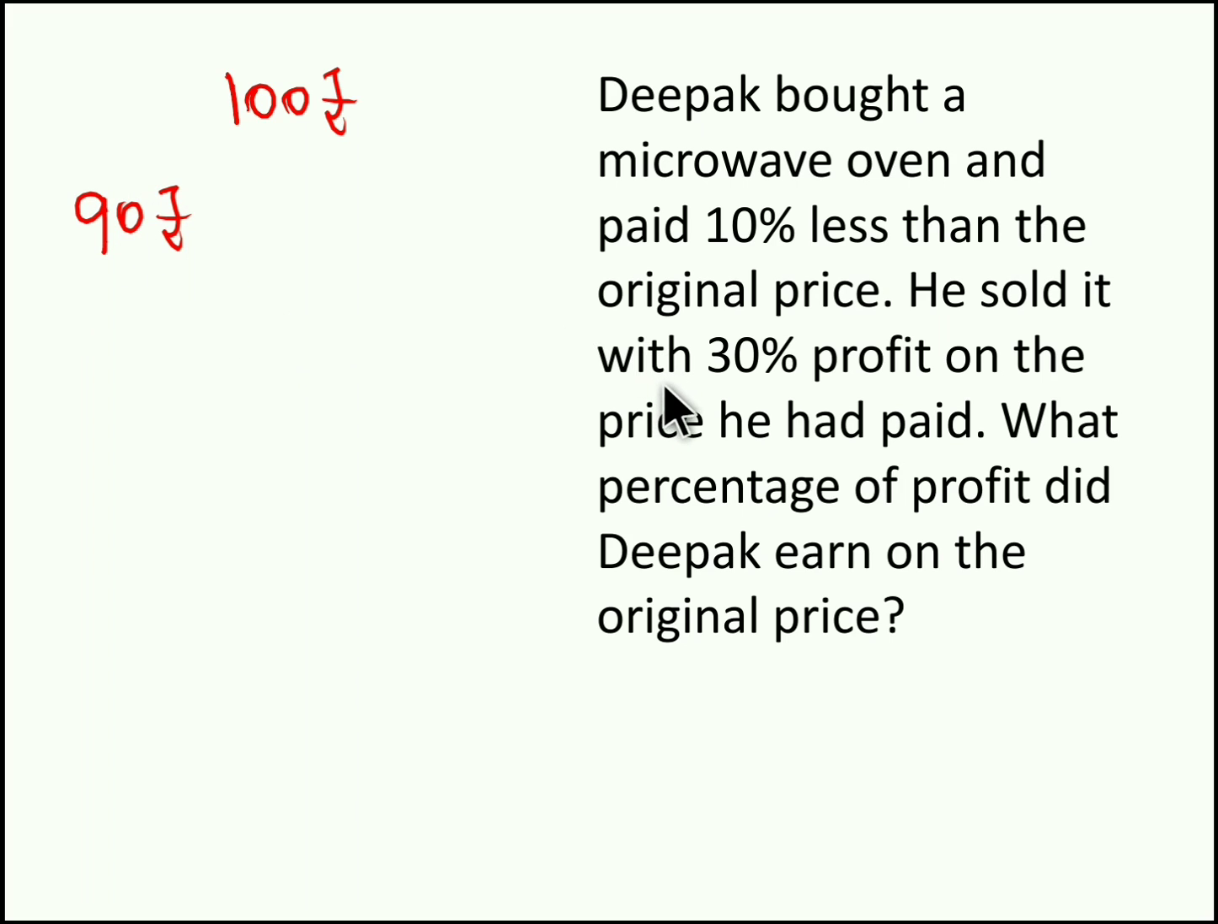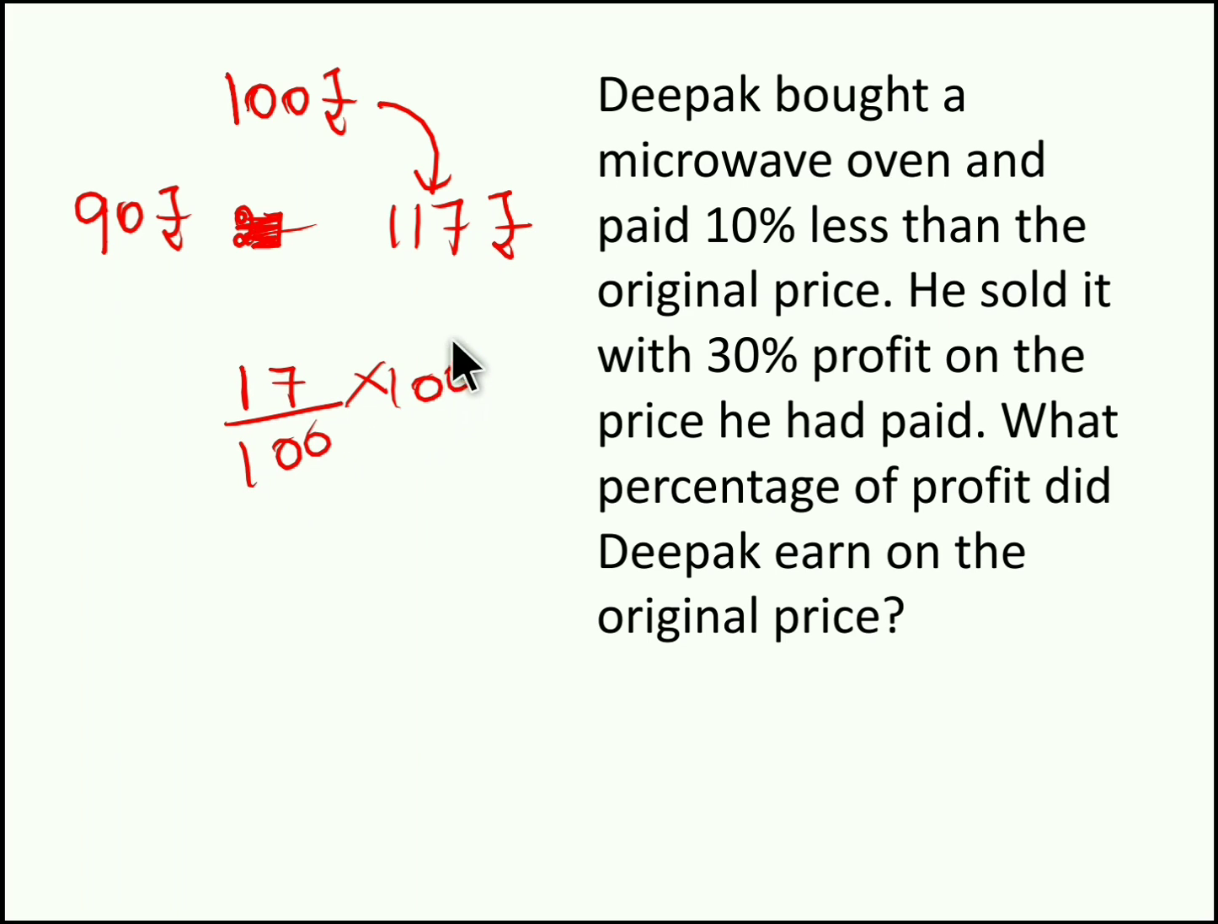He sold it with 30% profit on the price he had paid. So he paid 90 rupees. From this he is gaining a 30% profit. So 10% profit of 90 rupees is nothing but 9 rupees. So 30% is 9 into 3, 27 rupees. So 90 plus 27, he sold it for 117 rupees. Now we have to find, out of this 100 rupees, this 117 is how much percentage gain. So from this 100, he gained 17 rupees. So this 17 rupees is how many percentage of 100? Which is 17%, right? So the answer for the question is 17%.